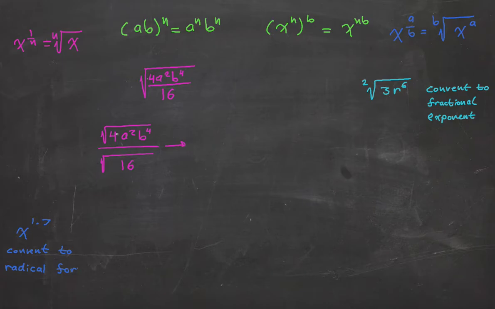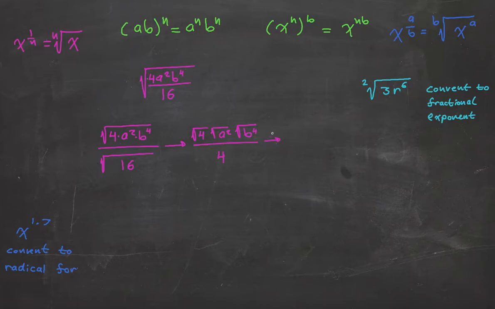Now this square root will also distribute over this whole product. So I will have the square root of 4 times the square root of a squared times the square root of b to the fourth. In the denominator I have the square root of 16, which is just 4.